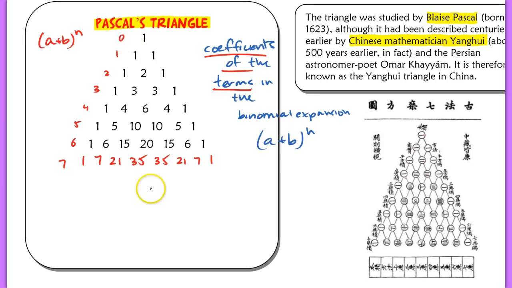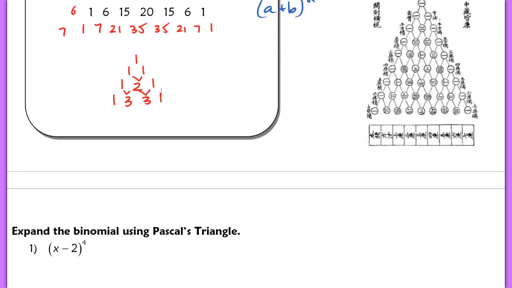So your row 0 starts with 1. The next row begins with 1 and ends with 1. The next row starts with 1. To get the next number, you add the 2 here. So 1 and 1 gives me 2, and then I end with another 1. I start the next row with 1. The next number comes from adding 1 and 2 together. I get 3. Add 2 and 1 together, I get 3. The last term is always a 1. So that's how you can quickly come up with Pascal's triangle.